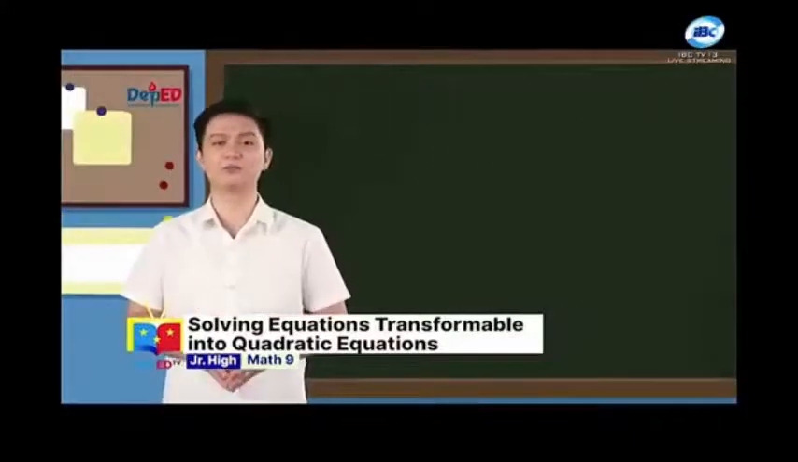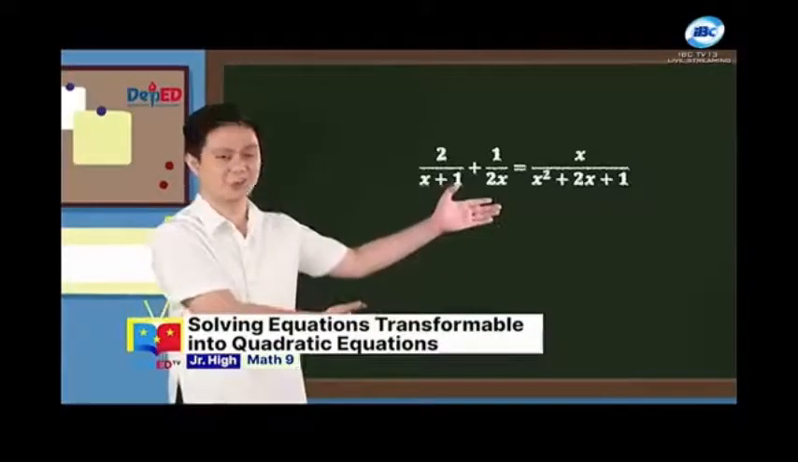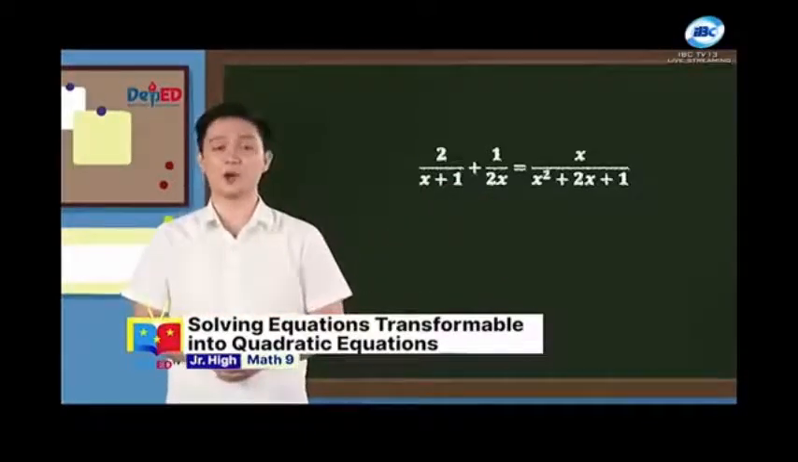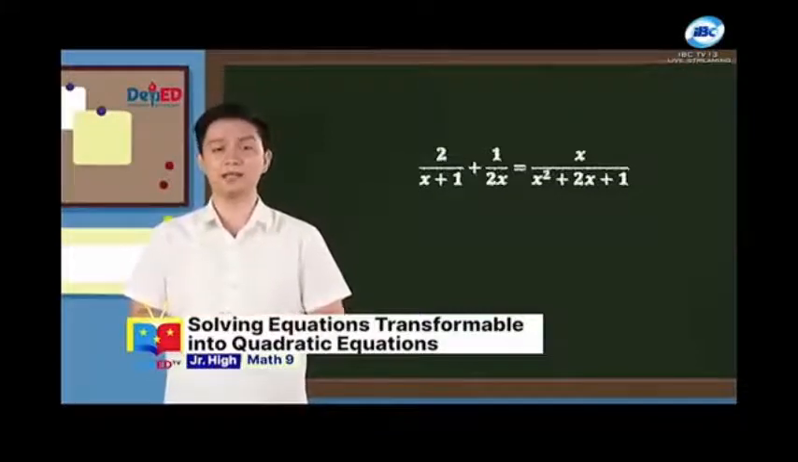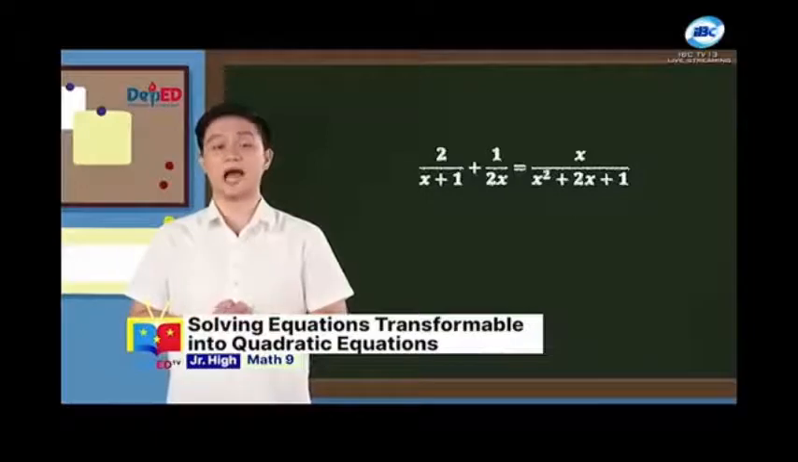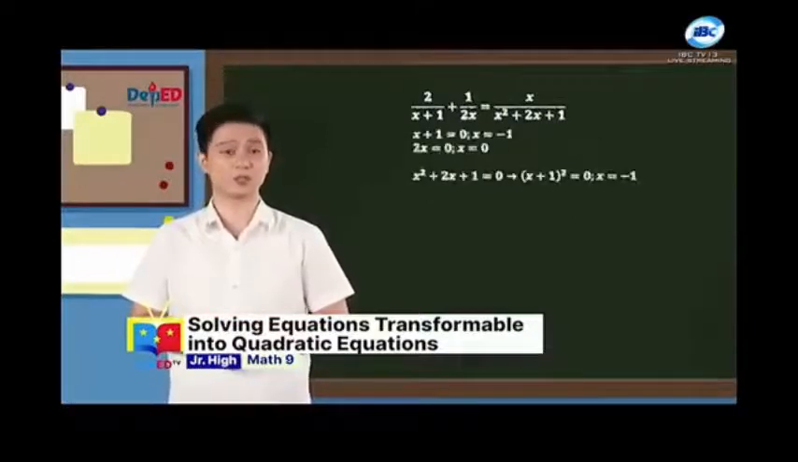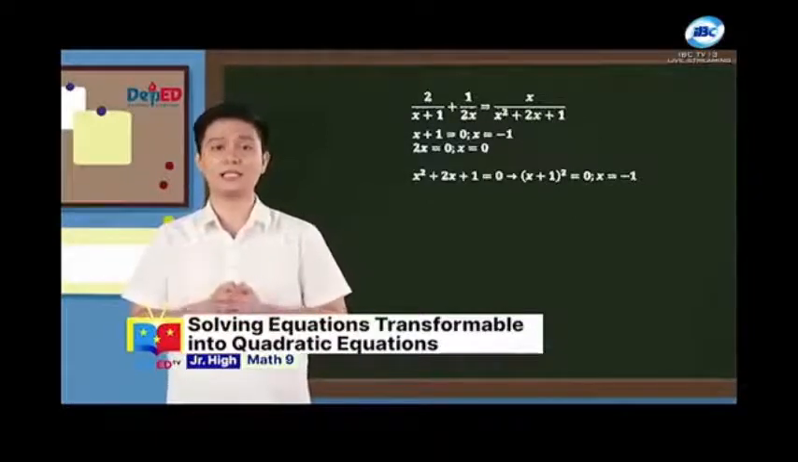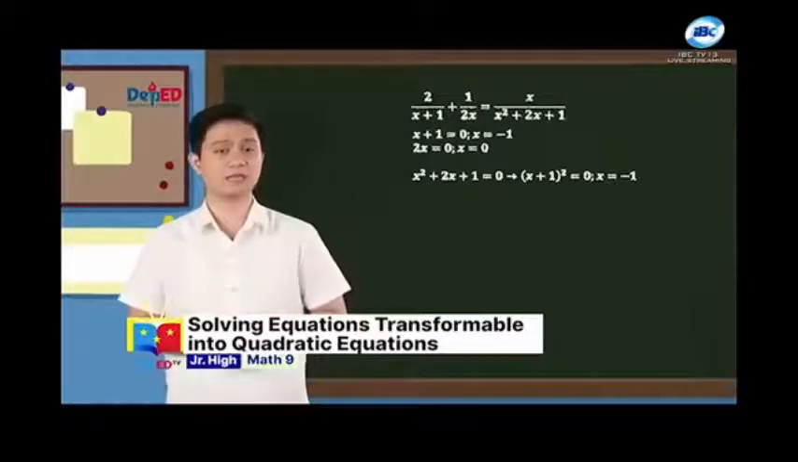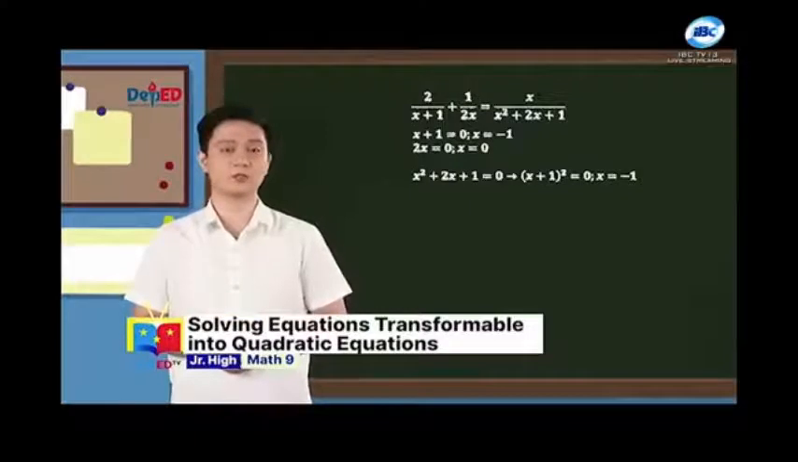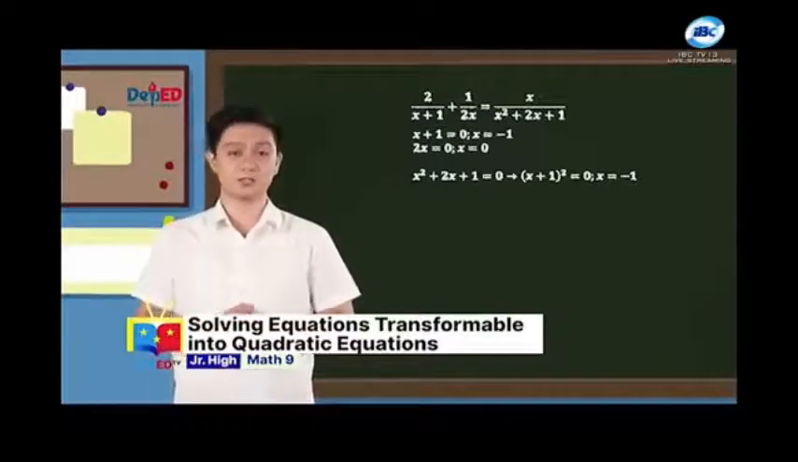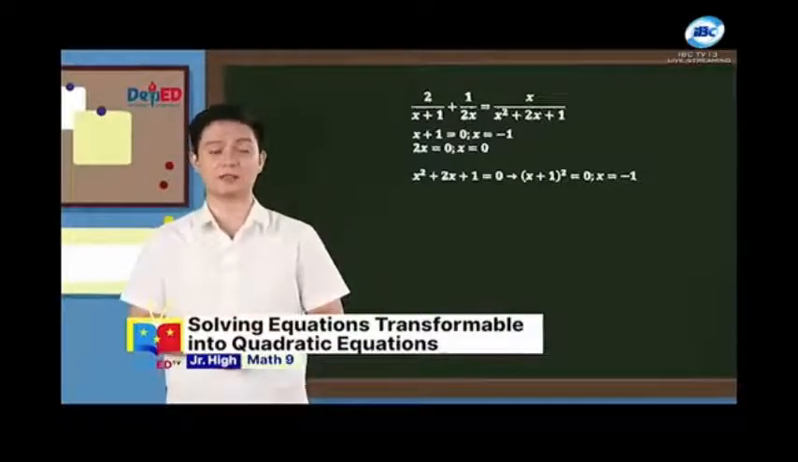Let's have another example. Let's solve this equation. Equating each denominator to 0, we get the values of x that will make the rational algebraic expressions undefined. x plus 1 equals 0, so x equals negative 1. 2x equals 0, x equals 0. x squared plus 2x plus 1 equals 0 can be expressed as x plus 1 quantity squared equals 0, therefore x here is negative 1.